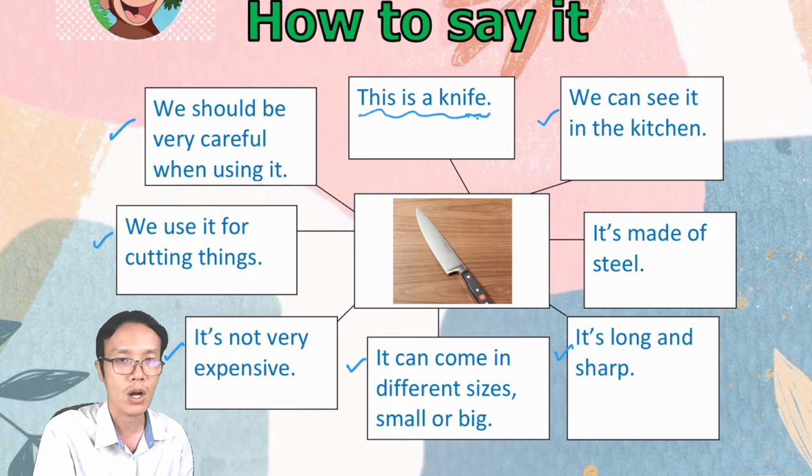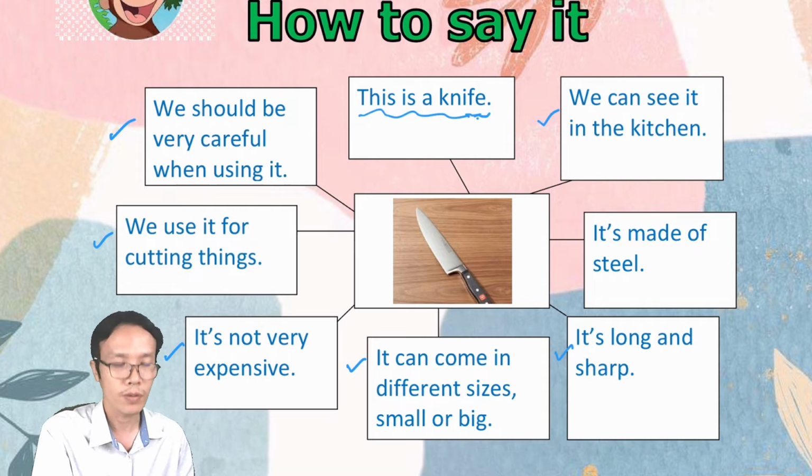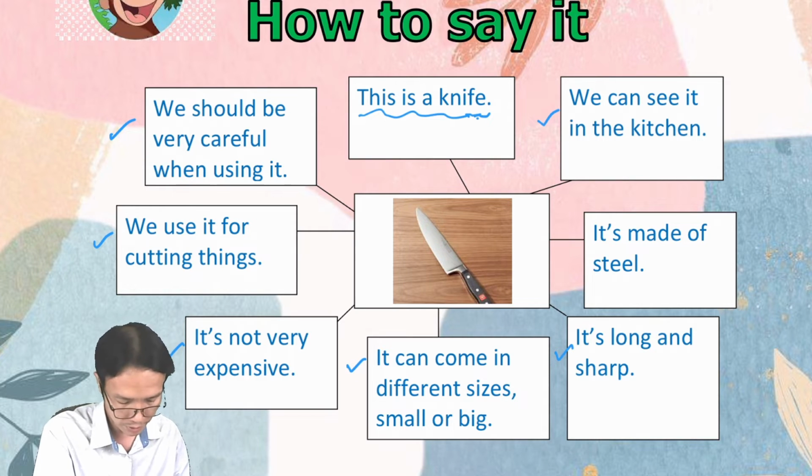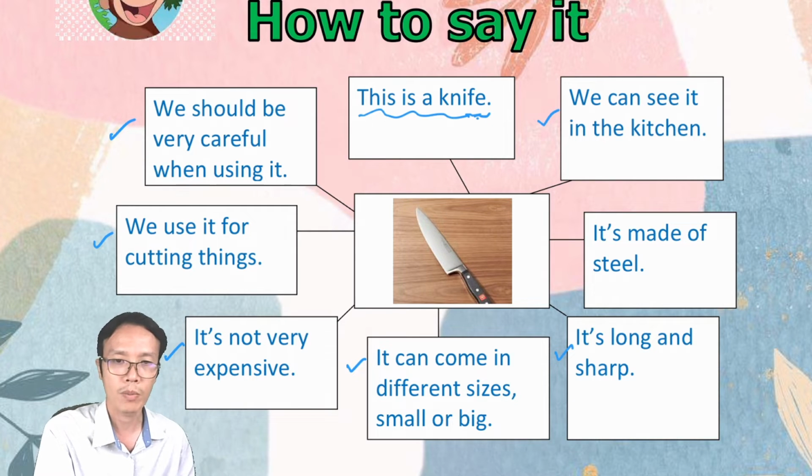Okay, now listen to me again. I'm going to try to speak faster. Okay, this is a knife. We can see it in the kitchen. It's made of steel. It's long and sharp. It can come in different sizes, small or big. It's not very expensive. We use it for cutting things, and we should be very careful when using it.